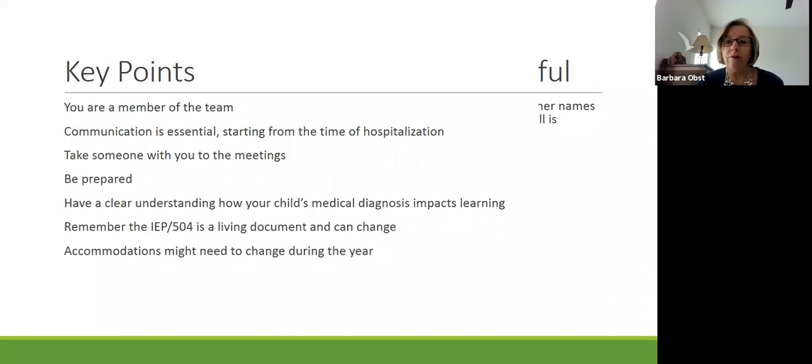So some key points. You are a member of the team. And yes, it is all brand new, knowing what all the lingo and all the abbreviations mean. They will give you a book at the first meeting. You feel like you're signing away your first child. I know the Maryland book is over 32 pages long, telling you about your parents' rights. You receive one at every meeting, but it's really important for you.